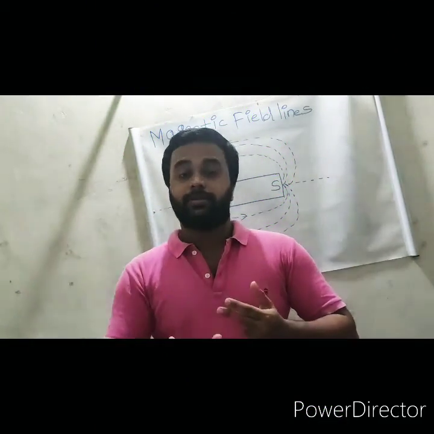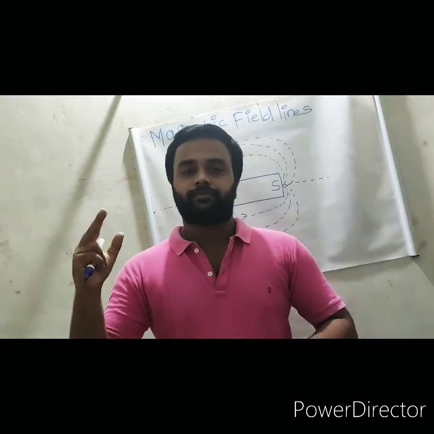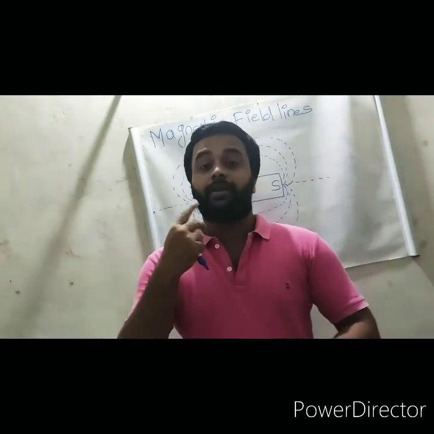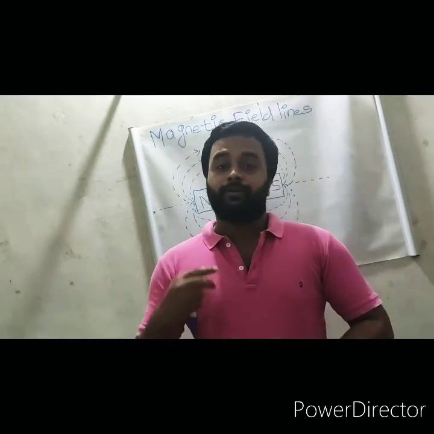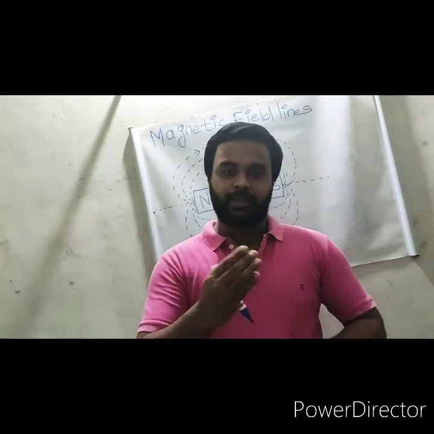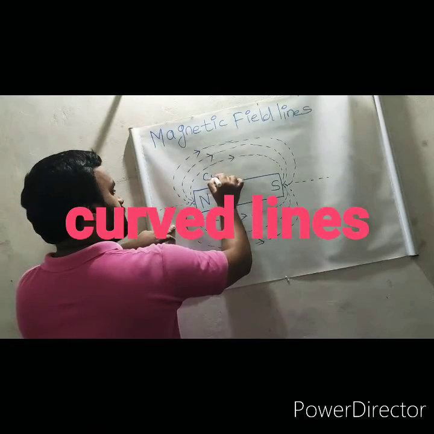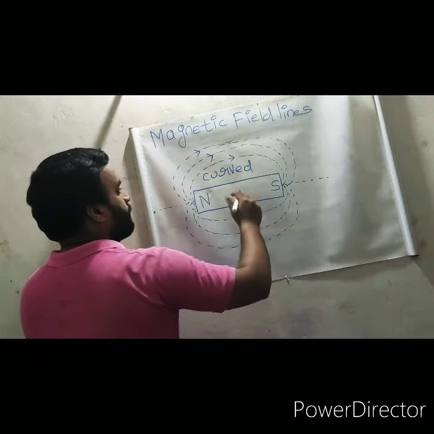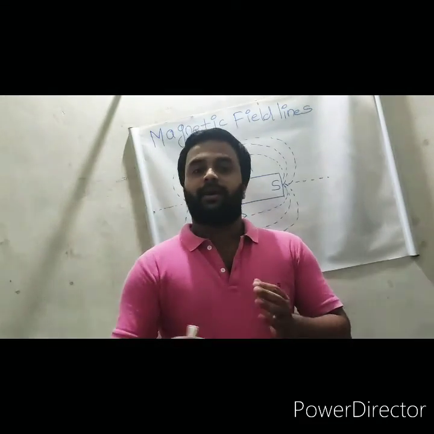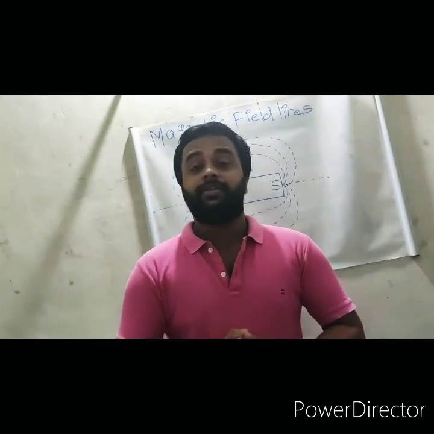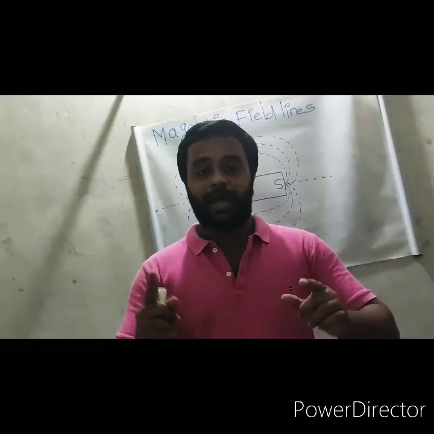Outside, the magnetic field lines travel from north to south, and inside, from south to north. That's why the magnetic field lines look like curved lines. Why do the magnetic field lines look curved? Because outside of the bar magnet the field lines move from north to south, but inside south to north.